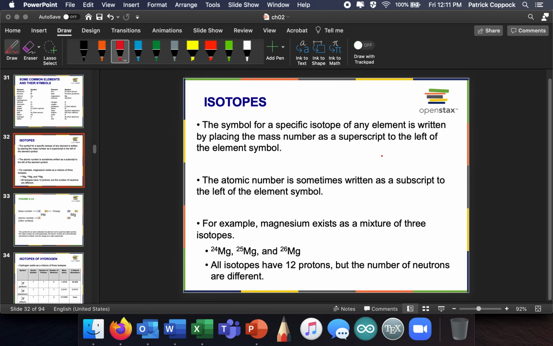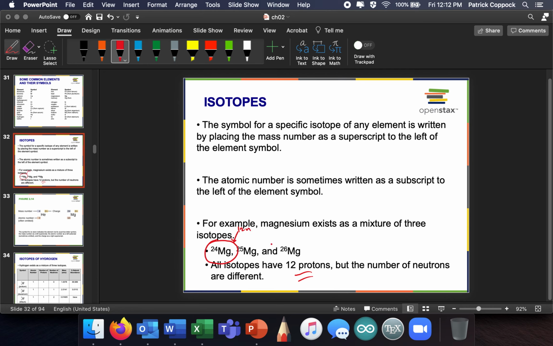Isotopes now, we have to indicate. If we're talking about isotopes, we've got to say with the symbol what isotope we're dealing with. The symbol for a specific isotope of any element is written by placing the mass number, as a superscript, to the left of the symbol. So magnesium 24 looks like that. That means it's got 24 nuclear particles. Now magnesium all has 12 protons, so this must have 12 neutrons.